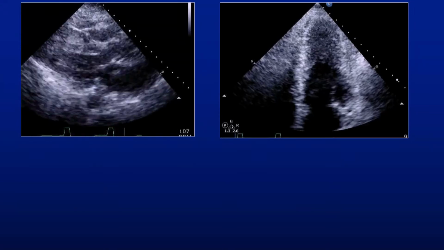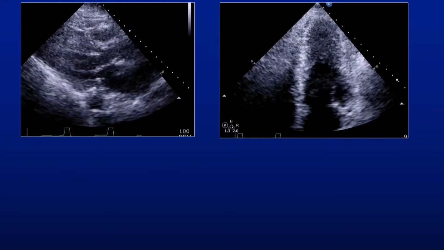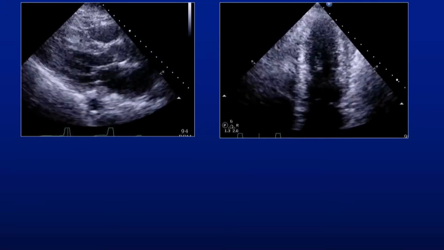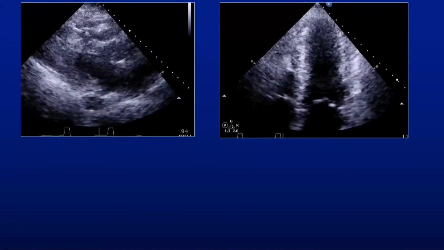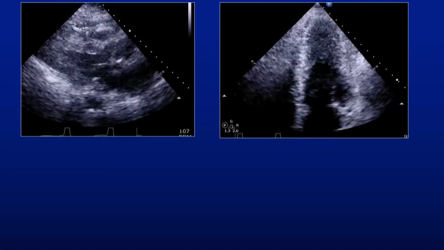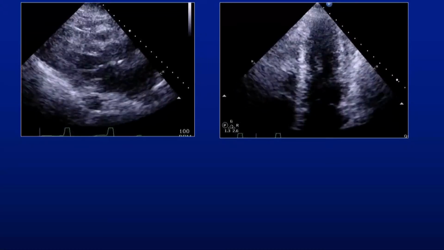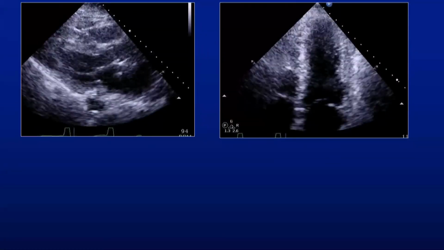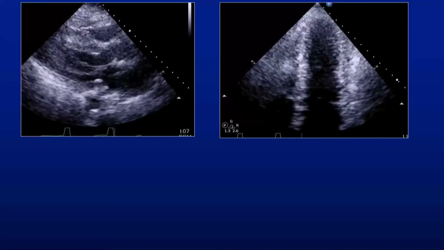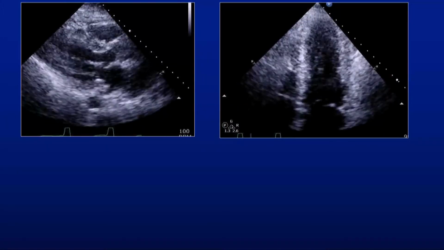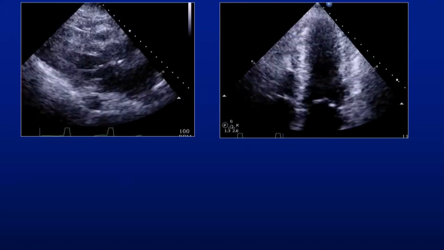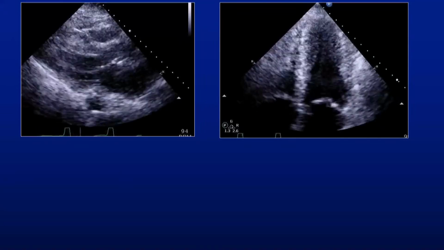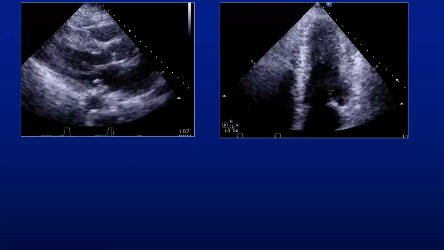What do you think this case is about? How are you going to interpret this case? There's a lot of murmuring. It's like hyperdynamic LV, probably mid to apical HCM. Mid to apical HCM. That could be, yes.